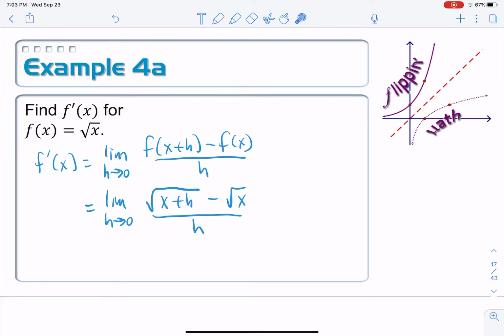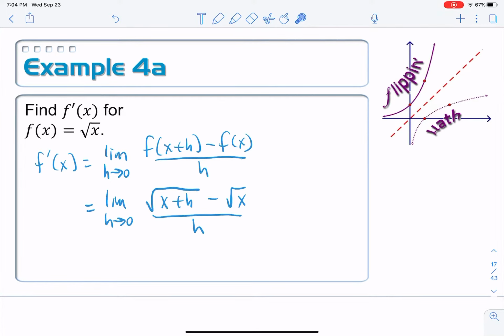All right, what do I do? What if I were to just plug in 0? If I plug in 0 here, obviously I get a 0 on the bottom, but don't I also get a 0 across the top? Because it would be square root of x minus the square root of x, which is 0 over 0. So I have to fix that indeterminate form.